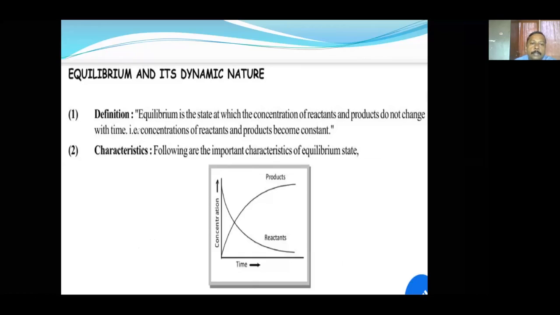So first of all, what is equilibrium? Basic definition of the chapter. Equilibrium is not only for chemistry. It is for everything. But in chemistry, we will explain it in terms of concentration.